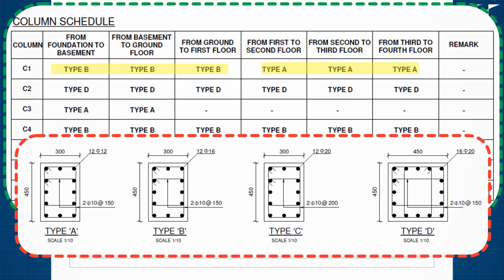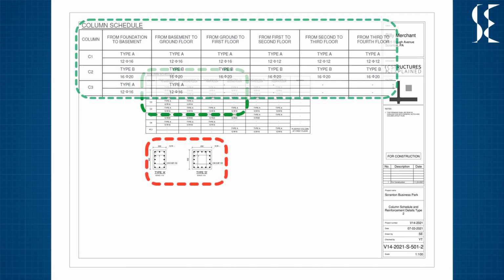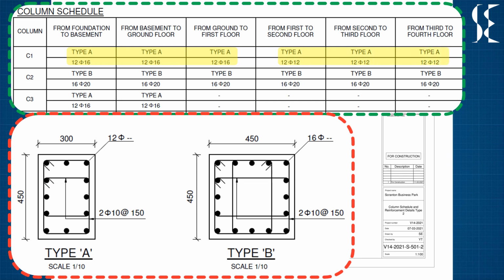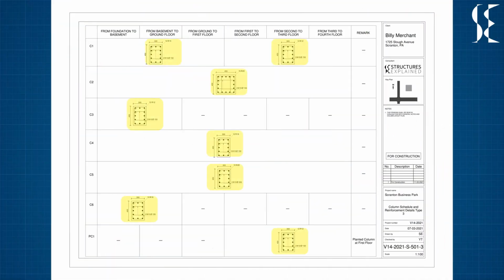In the second type of schedule, column reinforcement is mentioned in the schedule instead of in the type. This reduces the number of column types. For example, column C1 has type A and reinforcement of 12 bars of diameter 16 till first floor and 12 bars of diameter 12 from first to 4th floor. In the third type of schedule, the column detail is mentioned in the schedule itself and no separate details are required. This type makes the schedule size bigger as every detail has to be mentioned.